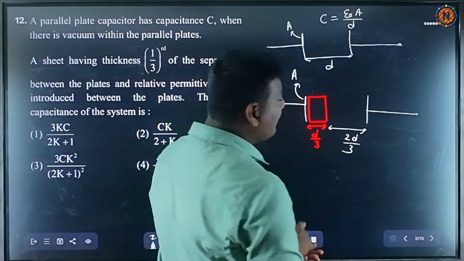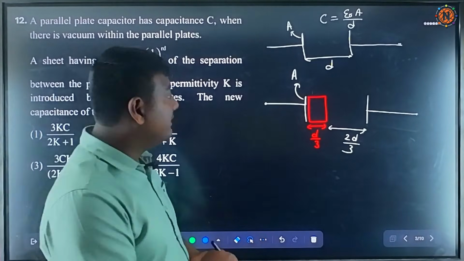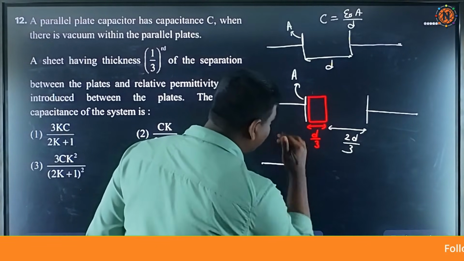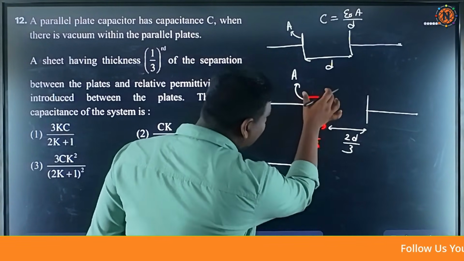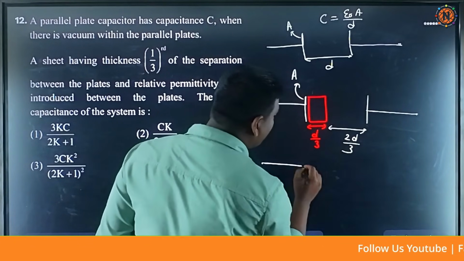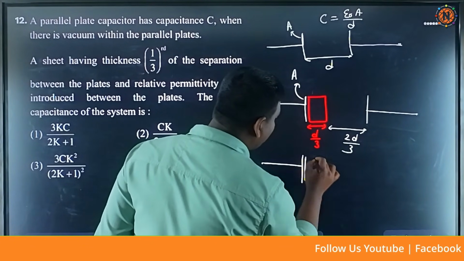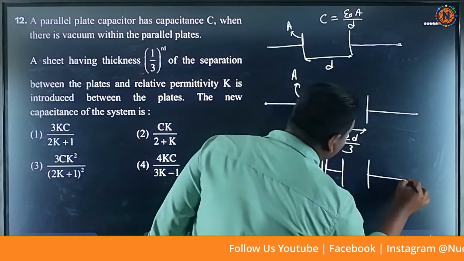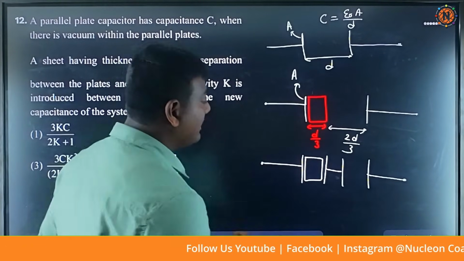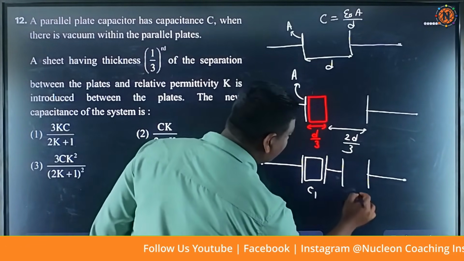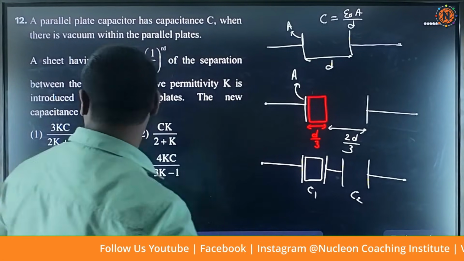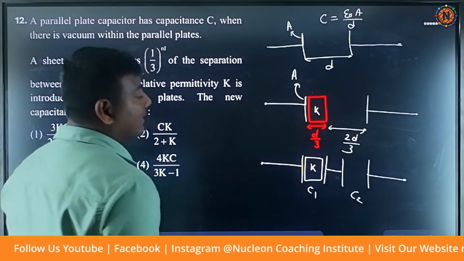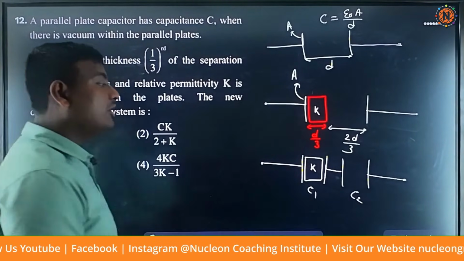So in this type of question, when there is a dielectric, we can break the capacitor into many capacitances. We can assume that there is a capacitor with a dielectric and another capacitor with air. Let us consider this value is C1 and this value is C2. Since the dielectric constant K is given, we can take it as K. These two are in series, so we can find the equivalent capacitance.